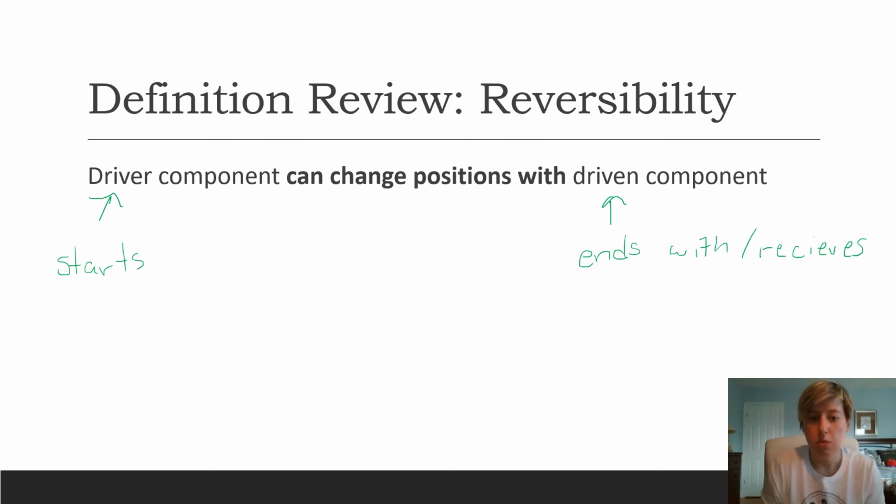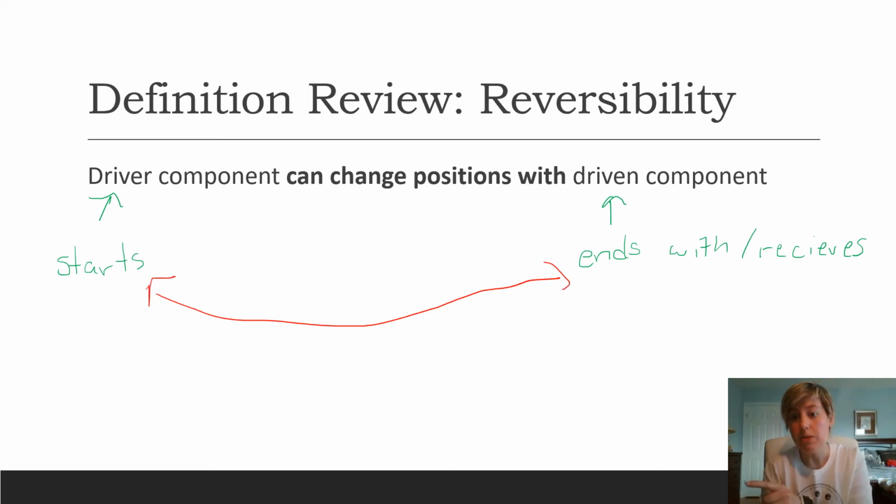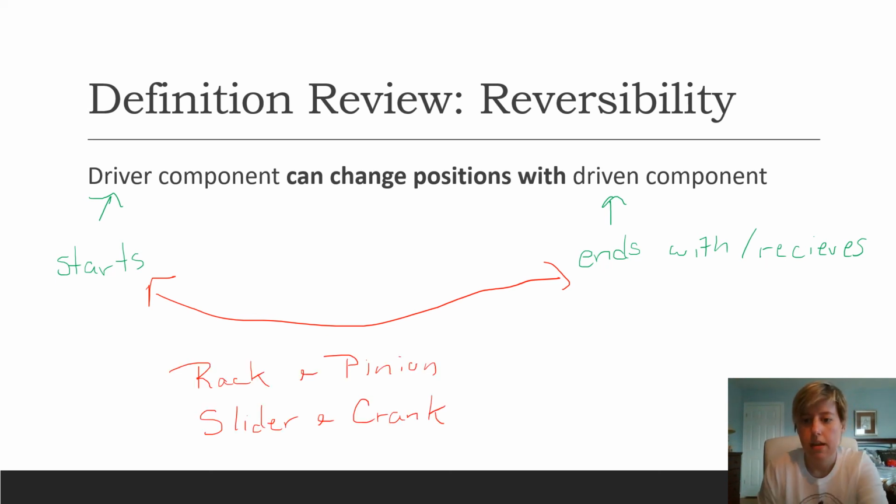If the system is reversible, then that means that the driver can become the driven and the driven can become the driver. In motion transformation systems, there's only 2 systems that are reversible. And the only 2 systems that are reversible is the rack and pinion system and the slider and crank system. So we're going to start by talking about those systems.